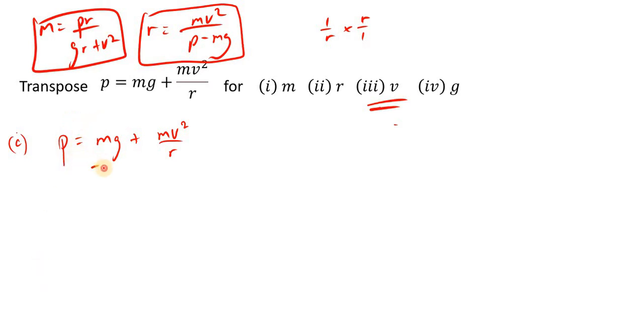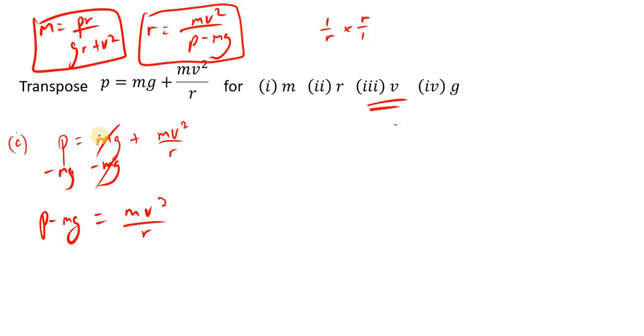So I'm going to subtract mg here on both sides, like as I did in the previous question, simply because v is part of this fraction, just like r is part of this. So this cancels out. I'm left with p minus mg equals mv squared all over r.